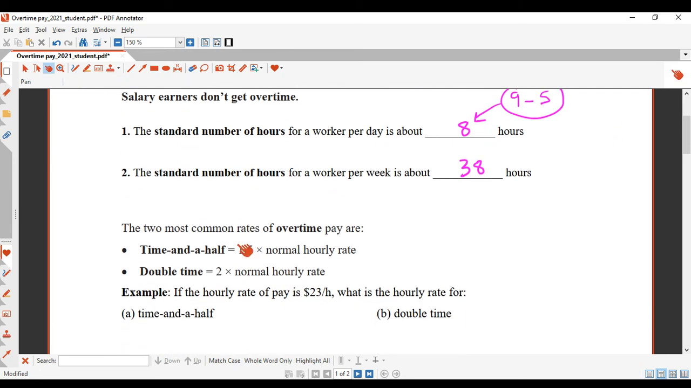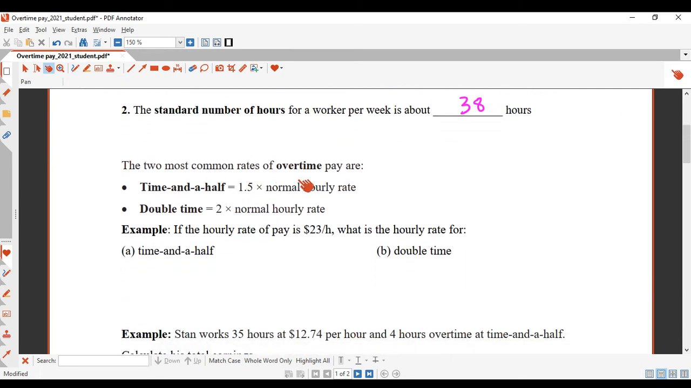Now, the two most common rates of overtime are time and a half and double time. Time and a half is 1.5 times your normal hourly rate. So, if you're getting $10 per hour and you do some overtime, so extra hours, those extra hours will be paid at 1.5 times $10 per hour, which would end up being $15 per hour. So, if your normal hourly rate is $10 per hour and you work overtime at time and a half, you'd be getting paid 1.5 times 10, which is $15 per hour.